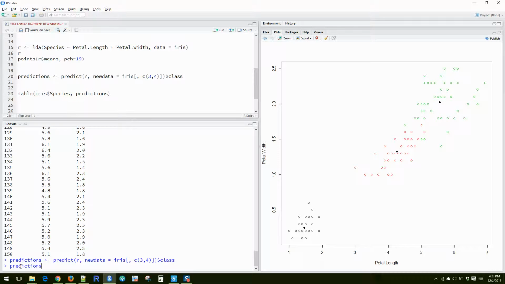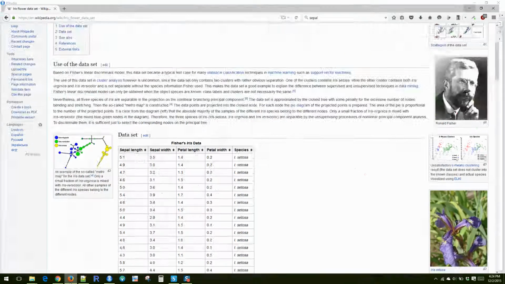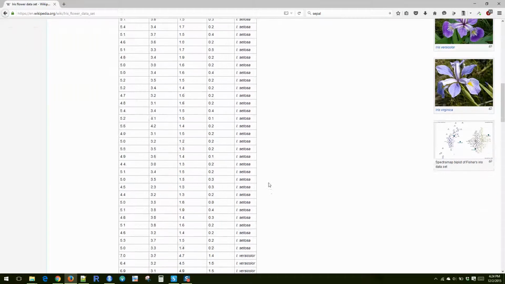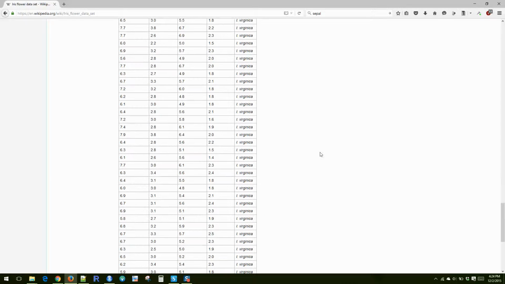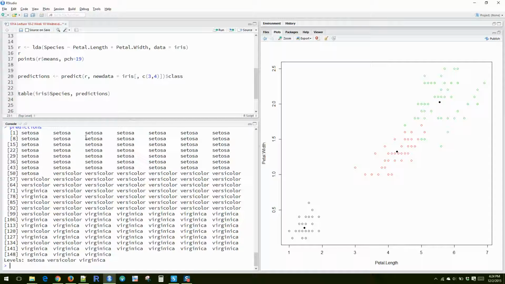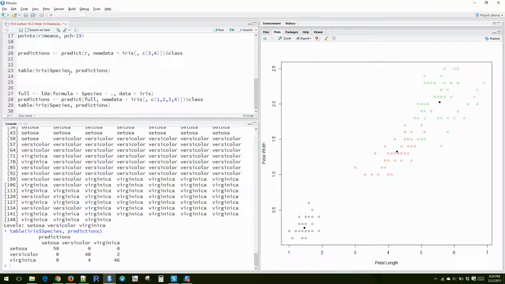So here are the predictions. It's predicting Setosa, versicolor, and Virginica, which is pretty good, because in the data set itself, in Wikipedia, we can see that the data set is arranged by species also. And so we can create a table to see how well our model made predictions against the truth. Okay, so we're going to just create a table of the actual species versus the predictions.